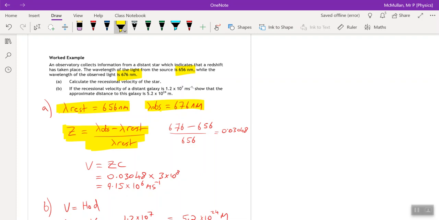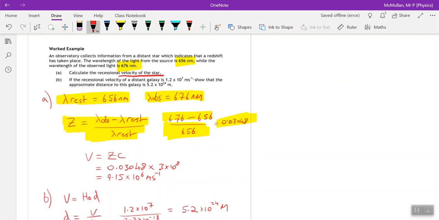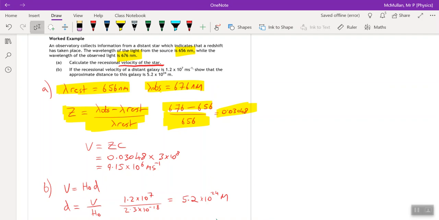The second mark available would come from substituting the numbers in correctly: 676 take away 656, divided by 656. This allows you to calculate the redshift, 0.03048. Now, the question asks us to work out the velocity of the star. Velocity is equal to the redshift multiplied by the constant of the speed of light. So the velocity of the star, giving us the answer to part A, is 9.15 times 10 to the 6 meters per second.